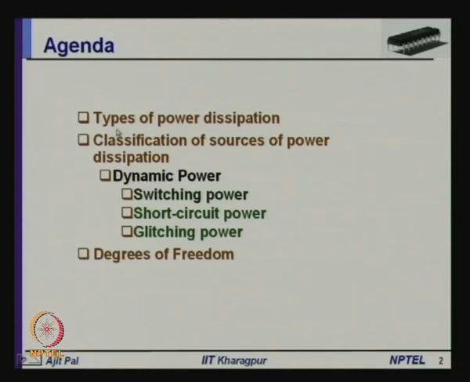Essentially, I shall briefly recapitulate the types of power dissipation, then the classification of sources of power dissipation. As I mentioned, we are focusing on dynamic power in this lecture. I have already started the discussion on switching power dissipation, and it will be followed by short circuit power dissipation and glitching power dissipation. Later on, I shall discuss the degrees of freedom. That means, what are the parameters you can use to reduce dynamic power dissipation, rather what is your handle in reducing the power dissipation.